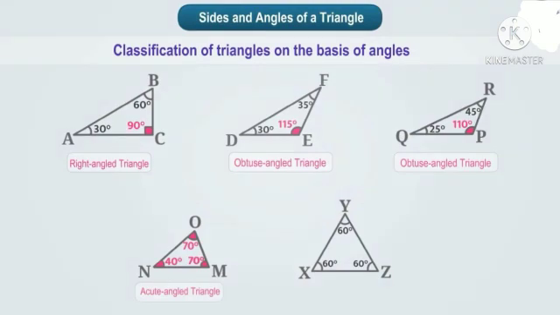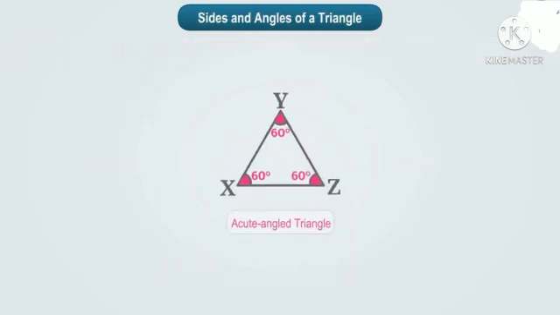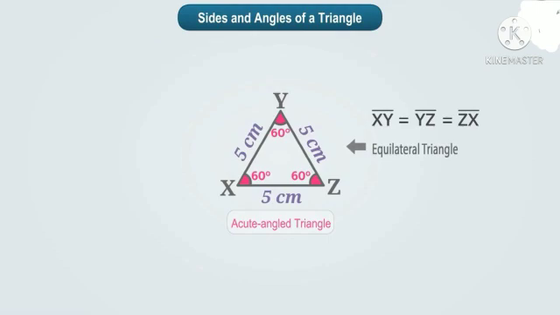If we talk of triangle XYZ, then all its angles are 60 degrees. That is, it is an acute angle triangle. If you measure all its sides, we will see the three sides are equal. That shows us it is an equilateral triangle. We can say that in an equilateral triangle, every angle is 60 degrees.